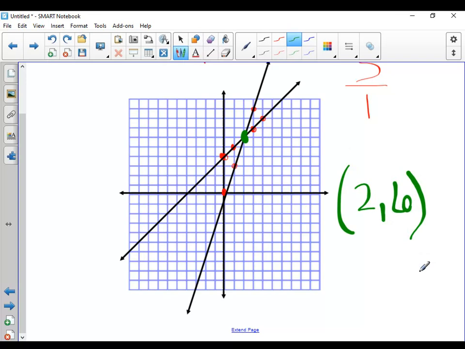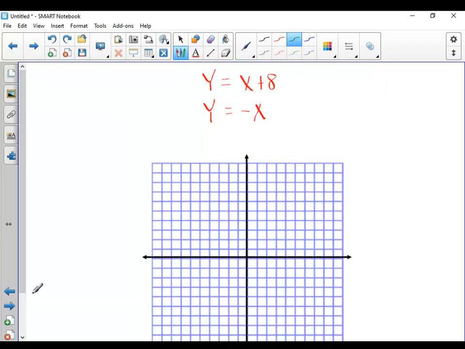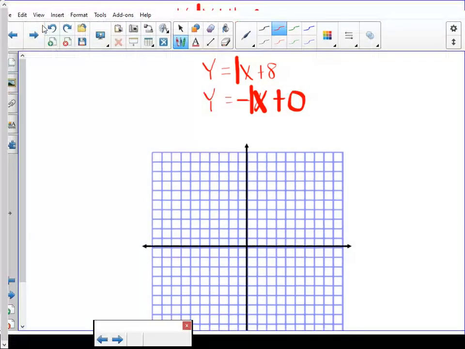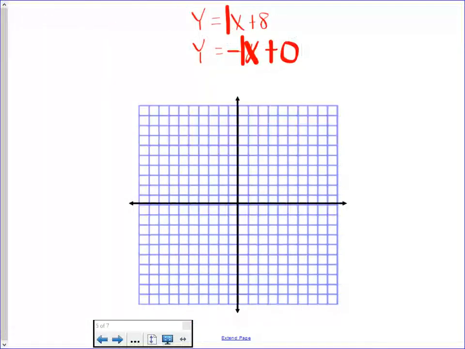We have one more that we're going to do like this, and then we're going to switch gears a little bit. So the last one we're going to do is this one right here. Remember, you can put a 1 in front of anything that doesn't have a number in front of it, like an X. You could also say this is like plus 0 at the end if you wanted to. So graph this one, figure out where they cross. This is the last one we're going to do like this.